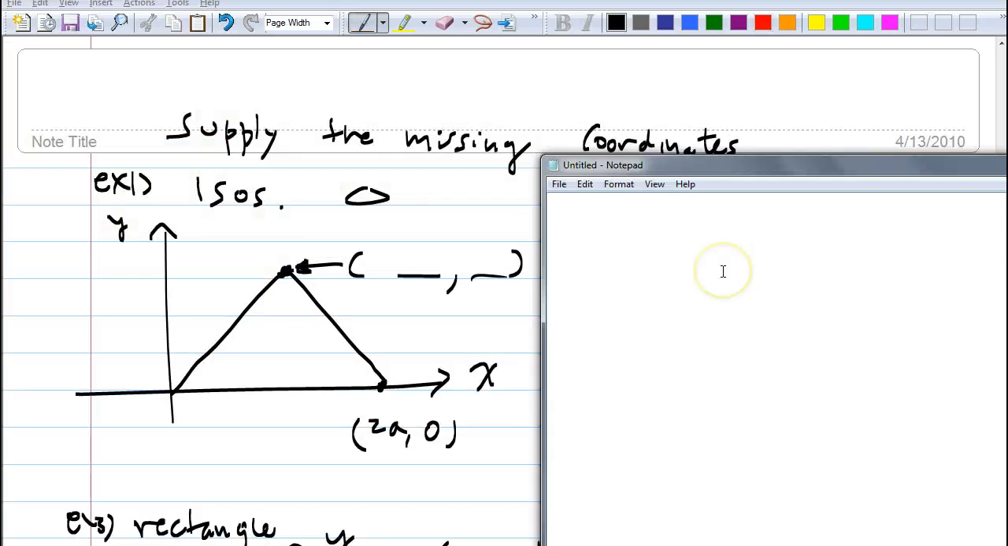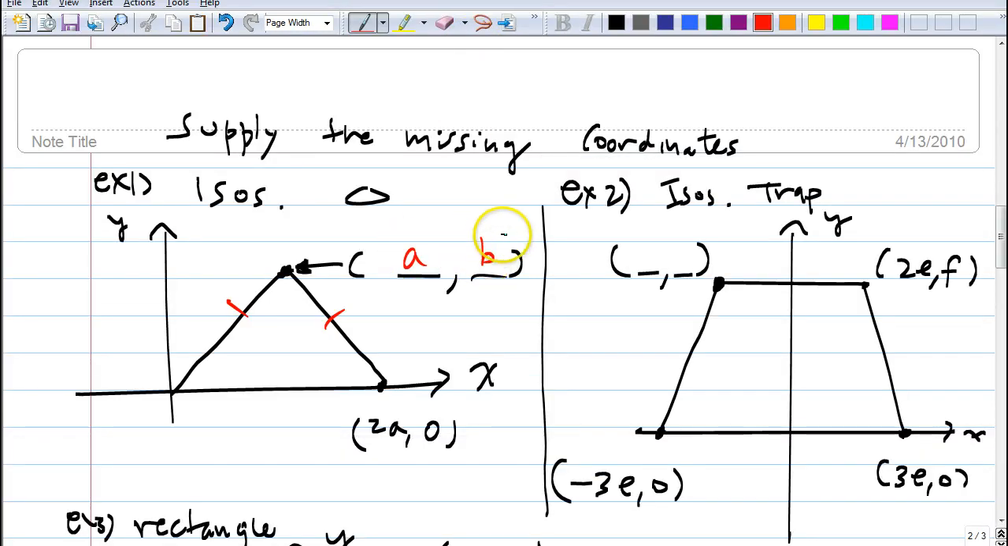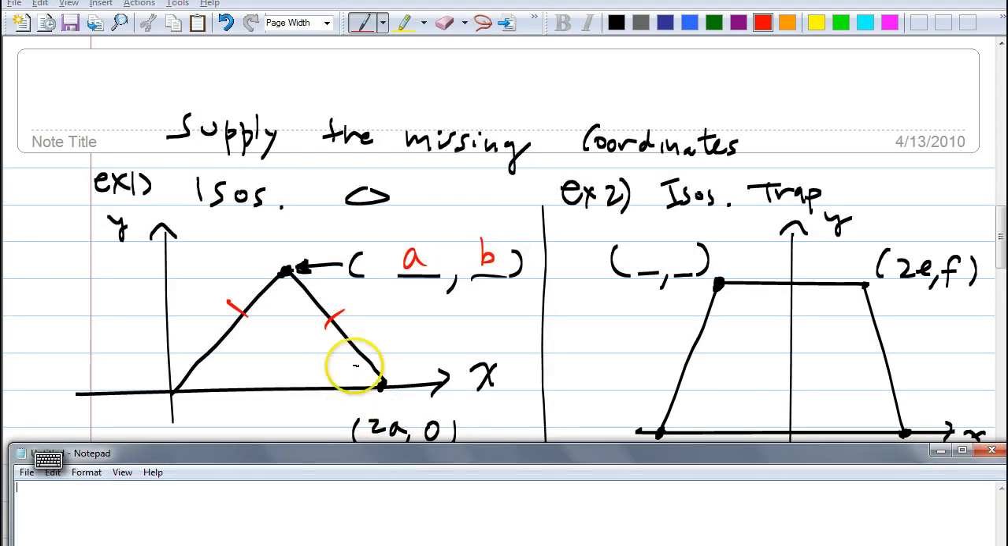Here's example 1. What would the ordered pair for this isosceles triangle be if the one on the bottom is 2a, 0? I want you to write it down. Go ahead and think about it. All right, so who can tell me what this is? How about Naomi? What did you guys come up with? AB. How many people agree with Naomi's group? You guys are correct. It is AB, because this down here is 2a. It's an isosceles triangle, so this is halfway. If you were to draw a vertical line through this, it would hit at A, because it's twice as long.